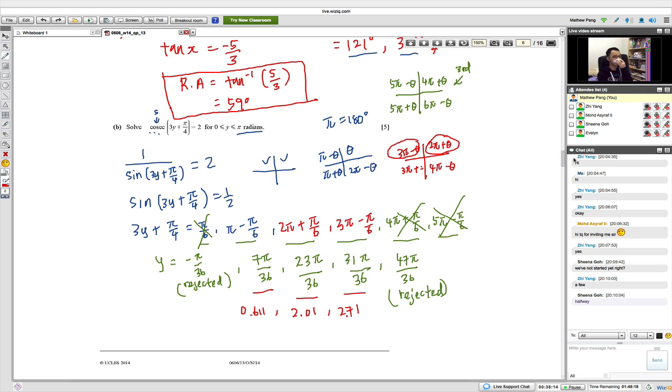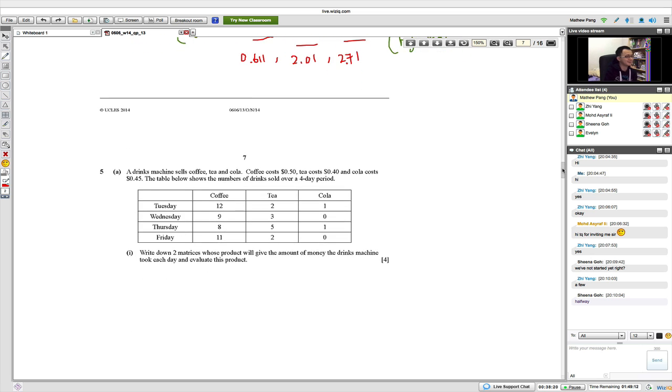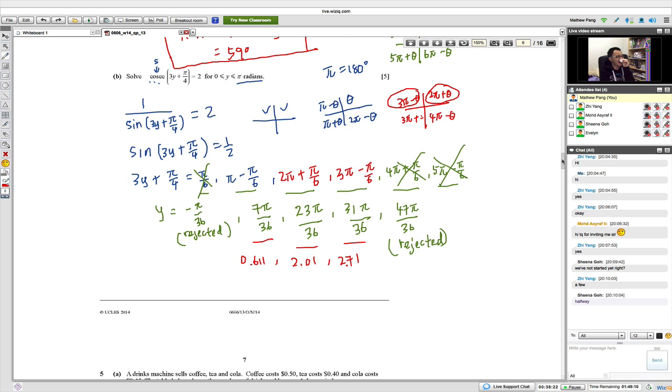Should be okay, right? Then we'll move on to the next one. If you have any question about how to solve this one, please ask me. If you have no problem, then I will move on.